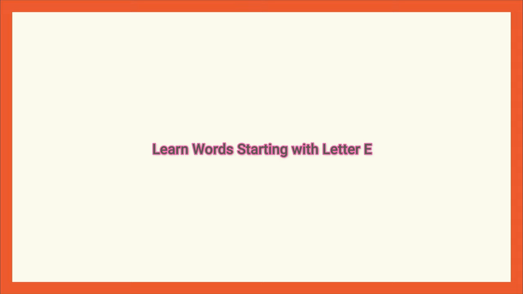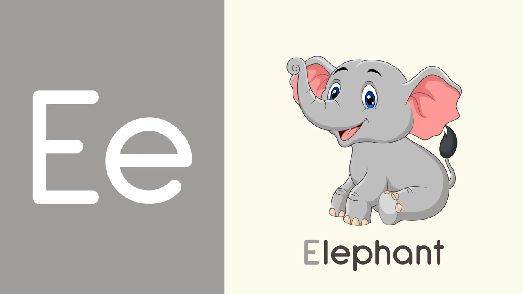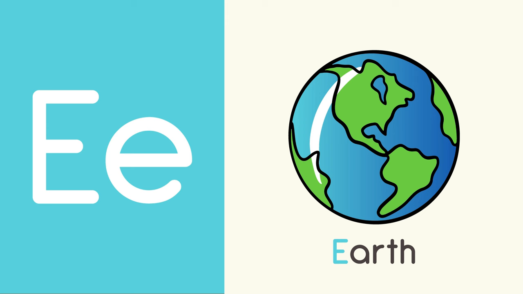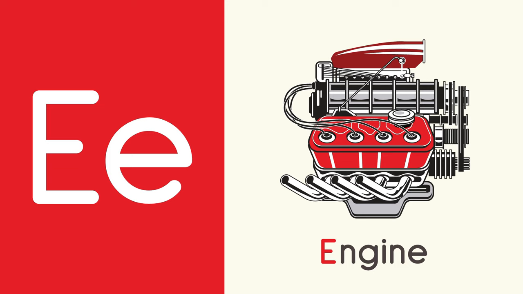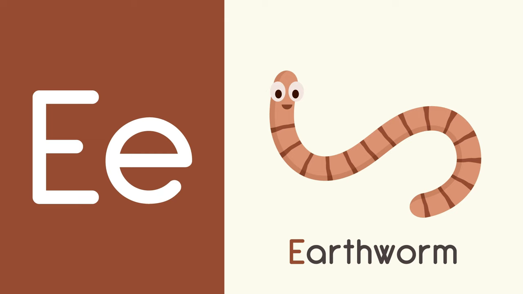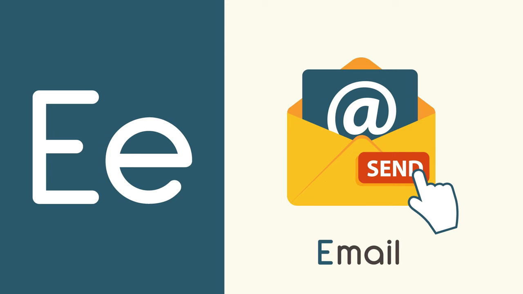E is for elephant. E is for eagle. E is for earth. E is for engine. E is for escalator. E is for earthworm. E is for email. E is for eraser.